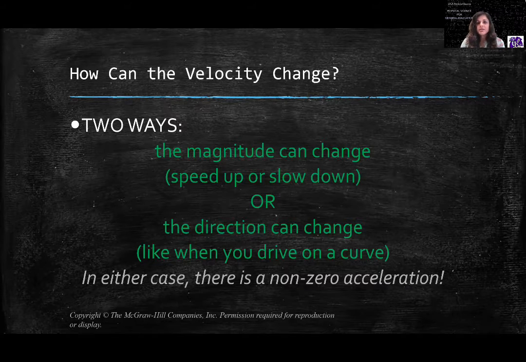So we talked about this. We can change our velocity if we're speeding up or slowing down, like we saw the car traveling at 30 miles per hour, then 60, or slowing down if it's traveling at 60 miles per hour, then 30 miles per hour. We can also change our velocity when we change direction, such as moving in a circle.